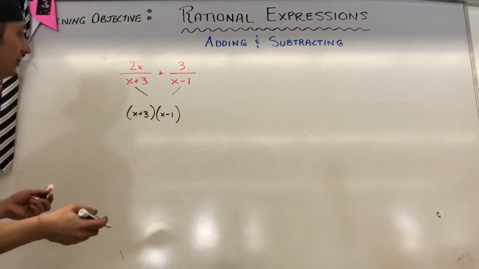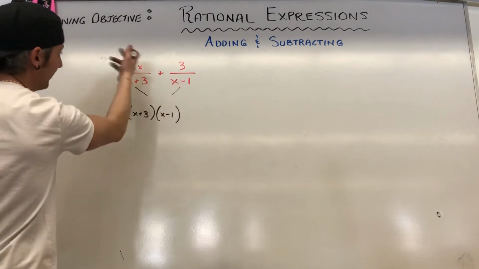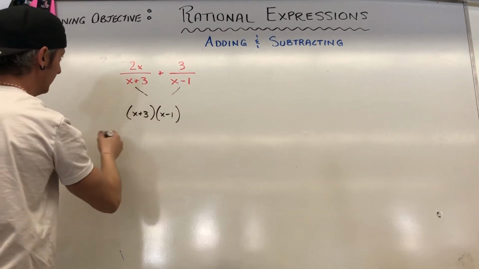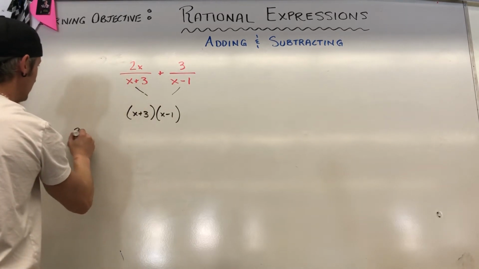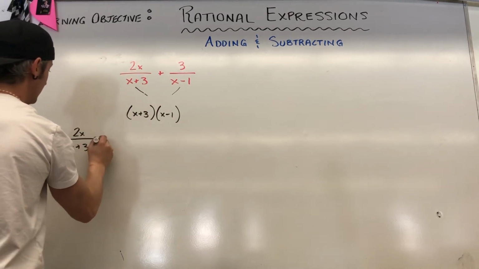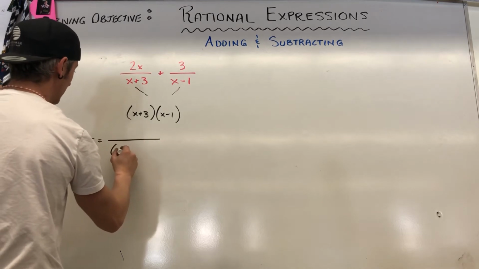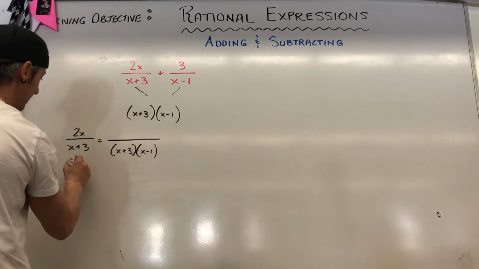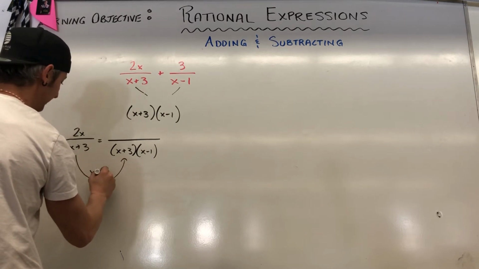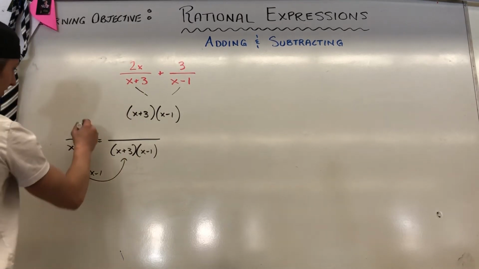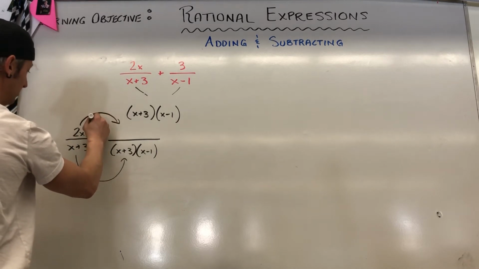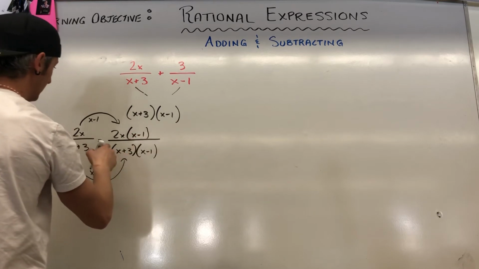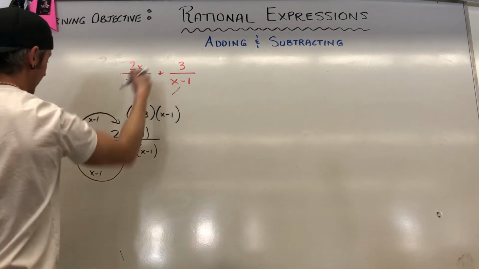And in this situation, I can cross multiply. That's essentially what I'm going to do to get the common denominator. But let's go through it the proper way. So I've got to get 2x over x plus 3 into the common denominator, which is x plus 3, x minus 1. So I'd have to multiply that by x minus 1 to get here. Whatever I do to the denominator, I do to the numerator. So I'm going to get 2x times x minus 1 over here. And as you can see, that's just the cross multiplication there.